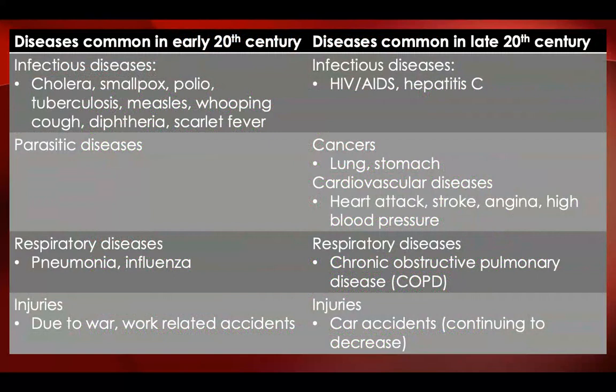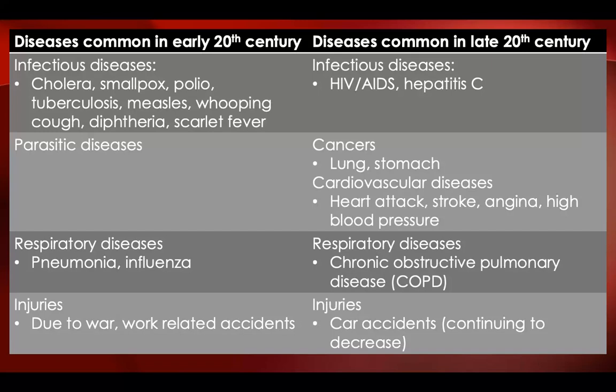What you can see in this table here is diseases common in the early 20th century and then diseases common in the late 20th century. On our left-hand side, we can see that infectious diseases such as smallpox, polio, tuberculosis were our main causes of mortality rates. You've got parasitic diseases, respiratory diseases such as pneumonia and influenza, and injuries. Injuries due to war and work-related accidents were the major causes during the early 20th century.